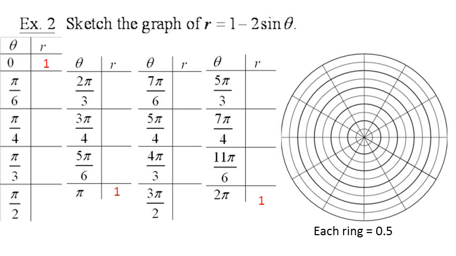I know that the sine is 0 at 0, pi, and 2 pi. So that makes r equal 1 at those angles. Sine is 1/2 at pi over 6 and 5 pi over 6, causing r to be 0. And sine is negative 1/2 at 7 pi over 6 and 11 pi over 6, causing r to be 2. At pi over 2, sine is 1, making r equal negative 1. And at 3 pi over 2, sine is negative 1, making r 3. Then I'll plot these points, 1 or 2 at a time, connecting along the way.